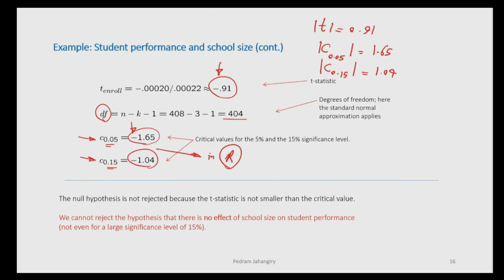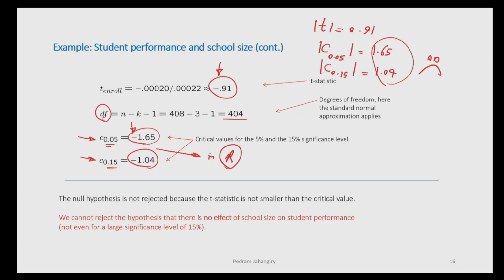In either case, look at that. Our t-stat is less than both of them. So it's bad news. Bad news means that we fail to reject the null both at 5% and 15%. So this is bad news. We fail to reject the null at both of them.